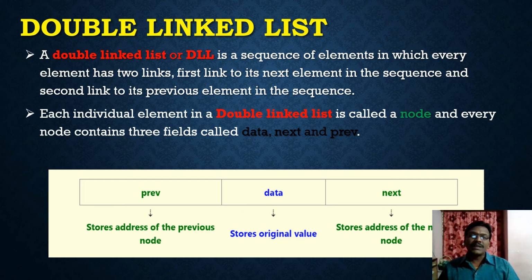Each individual element in a doubly linked list is called a node. Generally, the node represents the actual data and addresses. Every node contains three fields. That is, one is data, another one is next, used for the next node address, and another one is previous, the previous node address. So the node is mainly divided into three parts.